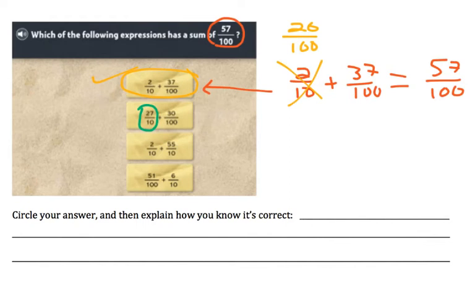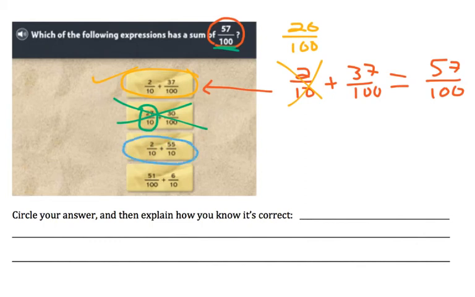So there's no way that if you add that to 30 hundredths, you're going to get a fraction that's less than 1 like that. So already this one's wrong. Even though 27 and 30 make 57, they're not both hundredths. Those tenths mess everything up. Alright, the next one.